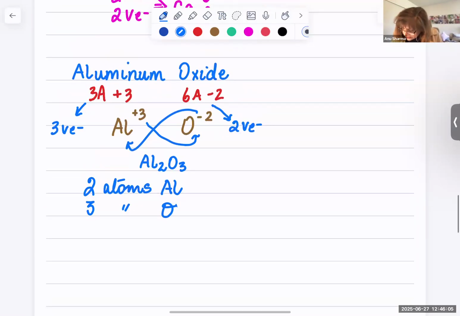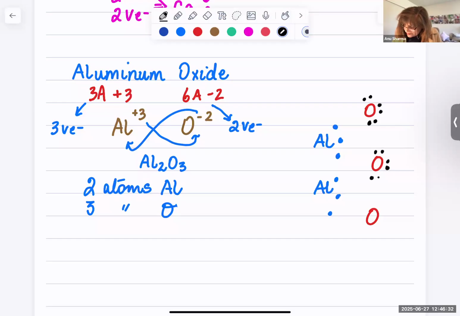So in this case, how does it show? 2 aluminums like this, and 3 oxygens. So here is 1 oxygen, this is another oxygen, and this is another oxygen. Oxygens have 6 valence electrons each. Oxygen needs 2 more, right? And aluminum is better at giving away electrons. So aluminum gives 2 to this oxygen, and then it gives 1 here, and this one gives 1, and then this one gives like that.